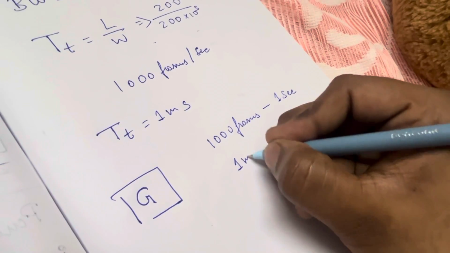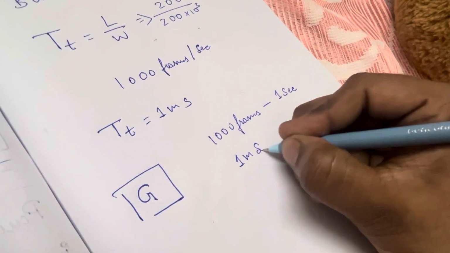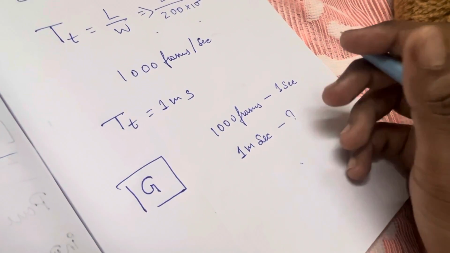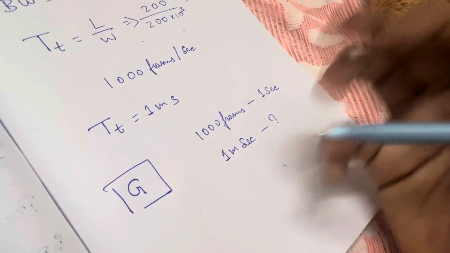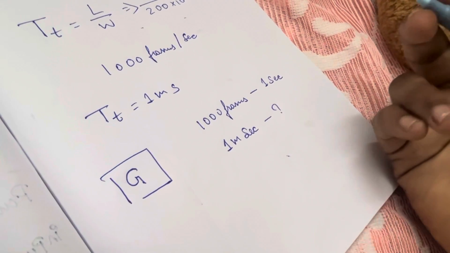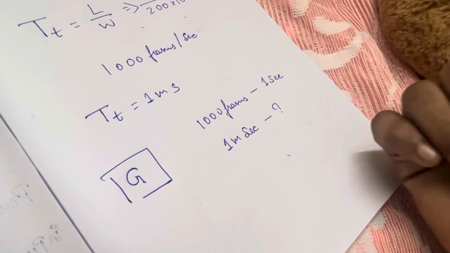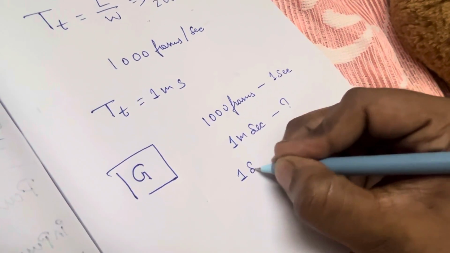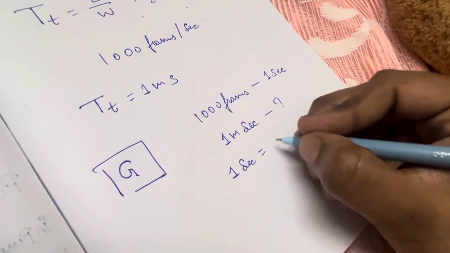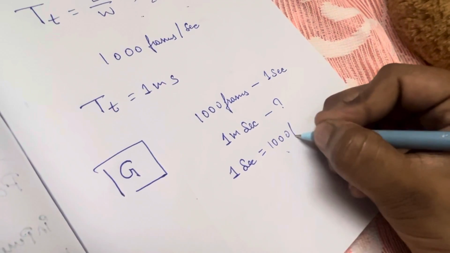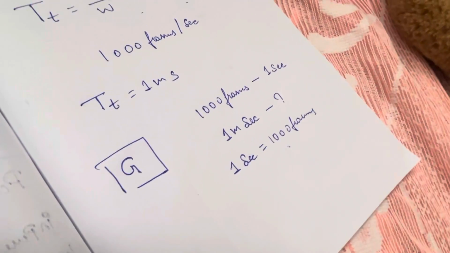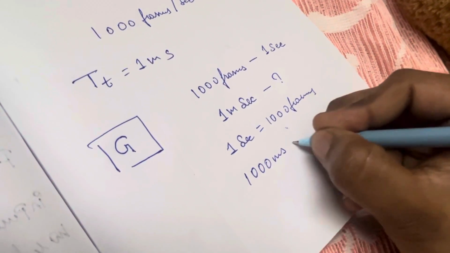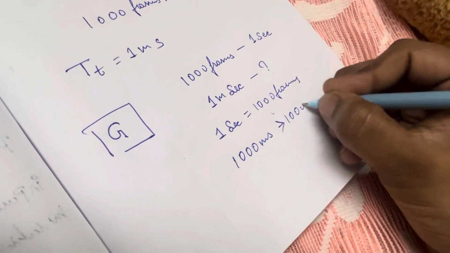What is 1 millisecond? How many frames will be done in 1 millisecond? To calculate this, 1 second is equal to 1000 frames, that is what we were given. That is the general formula. So 1000 milliseconds is 1000 frames.